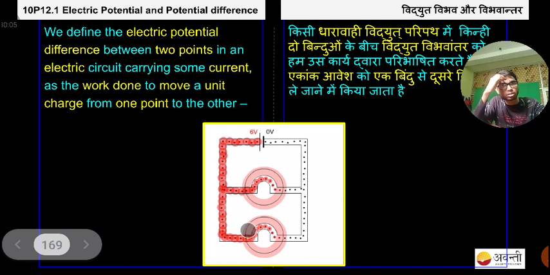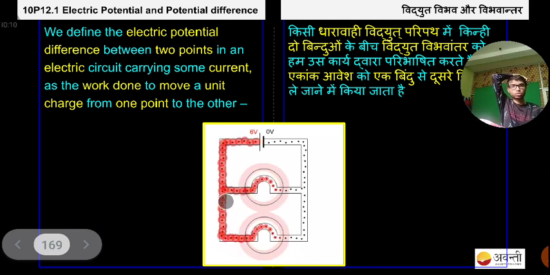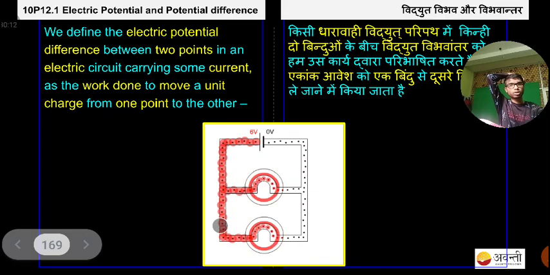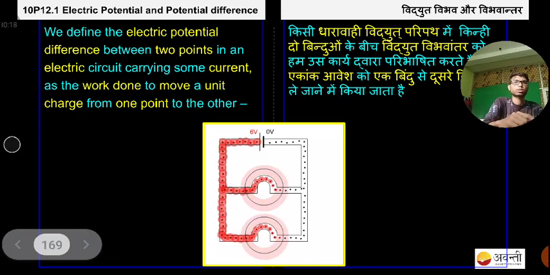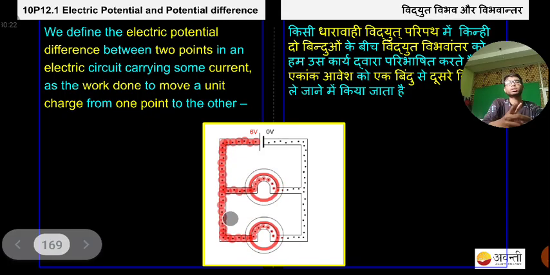Here we have this and this. What can we see? We can see pressure. Where would there be more pressure? Of course here there would be more pressure, and here there would be less pressure. So there is a difference between them. This would be potential energy.